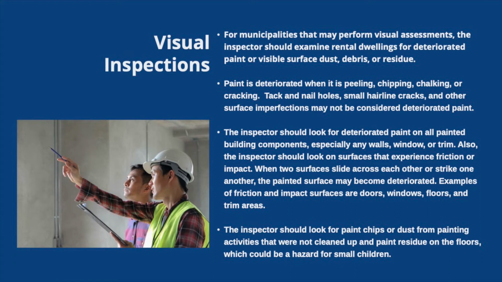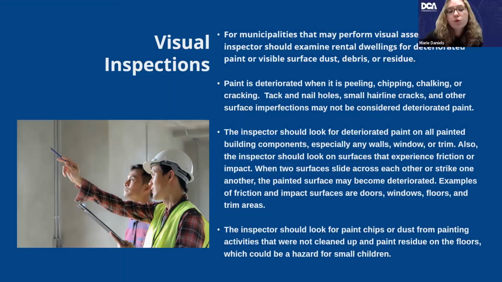But just to go into a little bit more detail on what that looks like, as Kaya mentioned earlier, paint is deteriorated when it's peeling, chipping, chalking, or cracking. Tack and nail holes are really small hairline cracks. If there's just surface imperfections, you want to take a look at those, because if it's not deteriorated around it, they may not be considered deteriorated paint. You really want to look for any tack or nail holes that also have this really bad chipping or dust or residue surrounding it that is deteriorating the rest of the paint. They should also be looking for any deteriorated paint on really any painted building components inside the dwelling, including walls, windows, and trim.